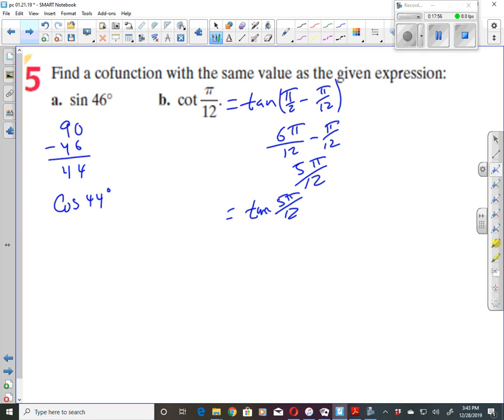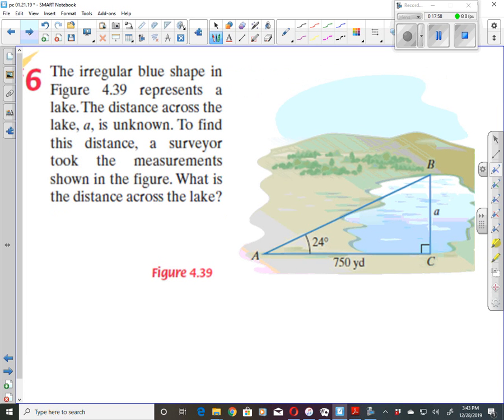Cofunction identities. You'll see them pop up now and again.